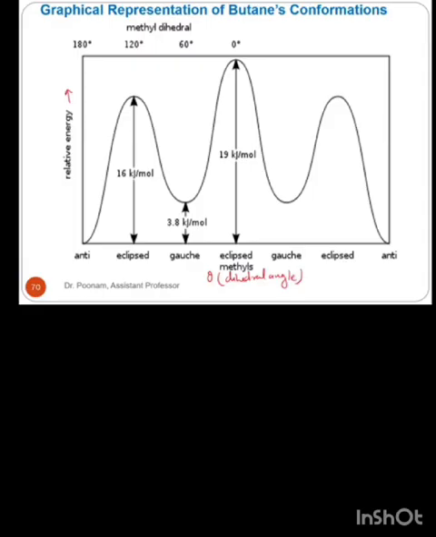Let us see the graphical representation of butane's conformations. Relative energy versus dihedral angle theta. 16 kilojoule per mole of energy is required to convert the anti conformation into eclipsed conformation. 3.8 kilojoule per mole and 19 kilojoule per mole are required to convert the partially eclipsed form to skew form and skew form to eclipsed form respectively.